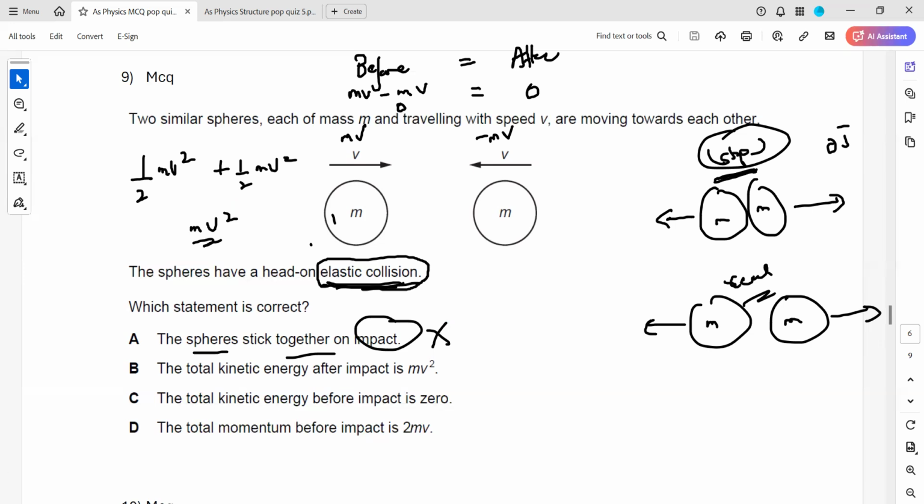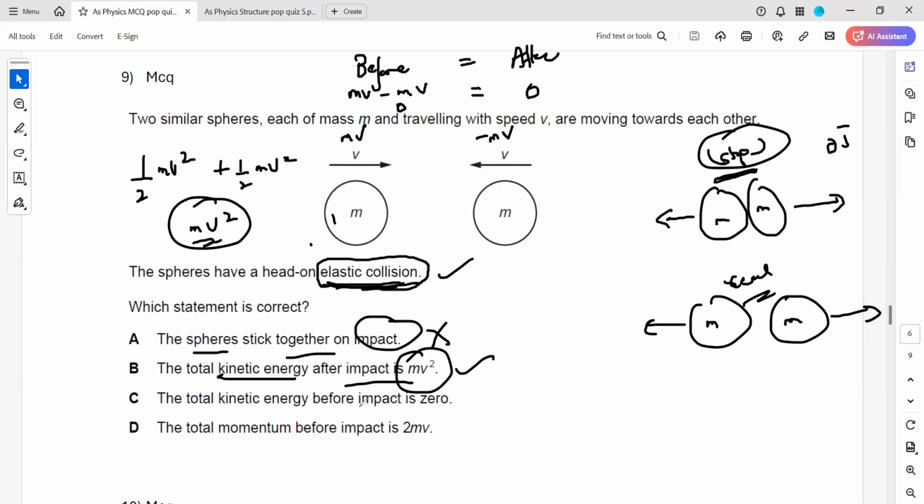When we check option B, the total kinetic energy after the impact should be mv square. That's true because the total kinetic energy before is mv square. So when they recoil, they move back, and the total kinetic energy after should also be mv square. Why? Because the collision is an elastic collision. So whenever there's an elastic collision, the kinetic energy before must be equal to the kinetic energy after.